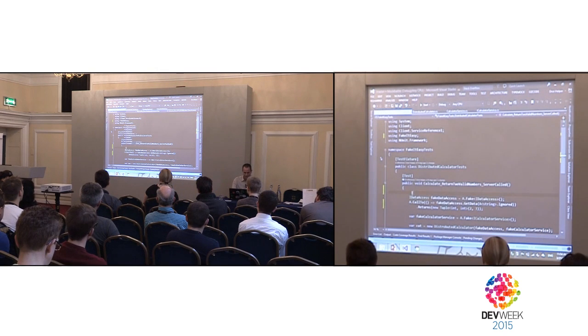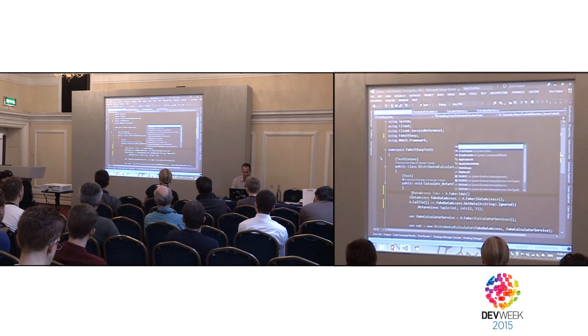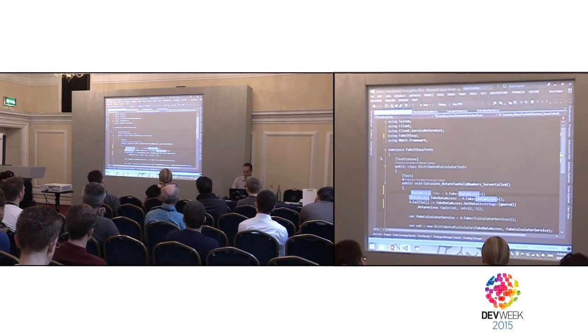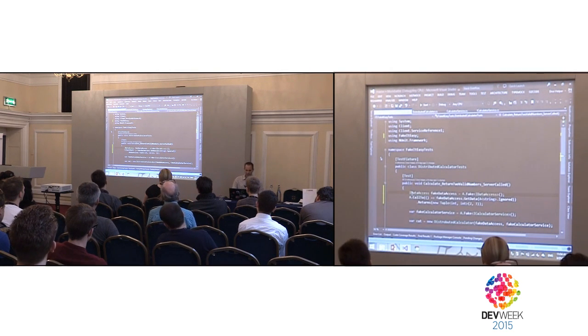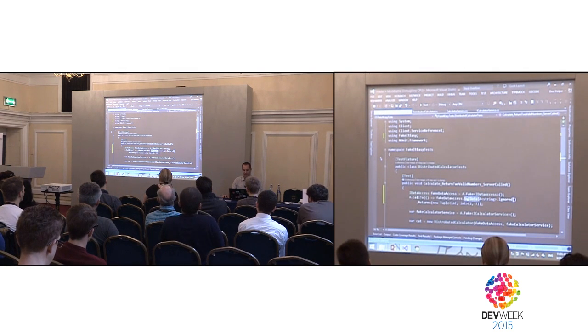For example, let's do the first line again. A.Fake of IDataAccess. And it just runs. I like the Fluent API. Very good use of it. Now, the second line, I say A.CallTo fakeDataAccess.GetData with any string, I don't care which string, right?